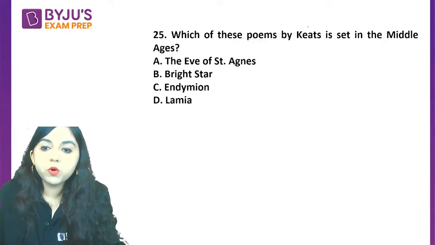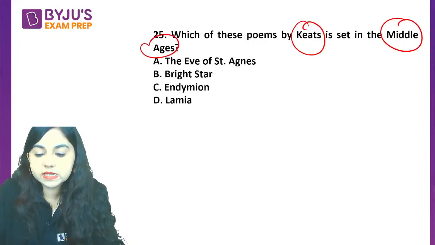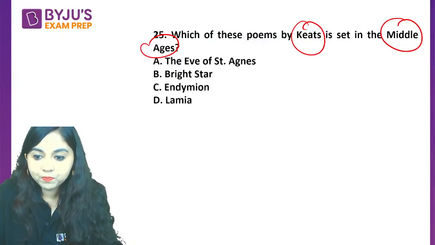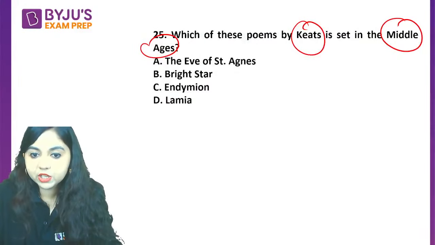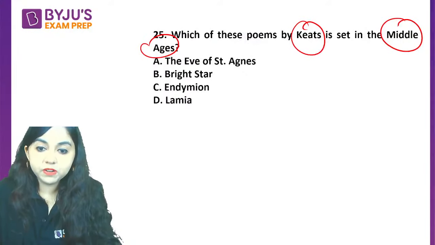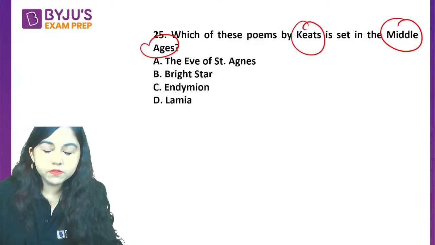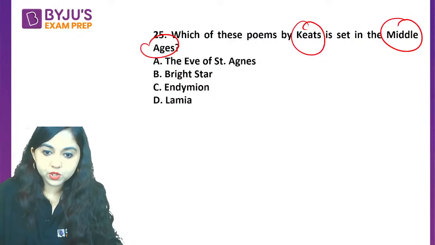Okay, which of these poems by Keats is set in the Middle Ages? It's coming from the Middle Ages altogether, actually deriving its essence from the Middle Ages. Which work are we talking about? It's set in the medieval period. Medievalism was very popular with the Romantic poets altogether.